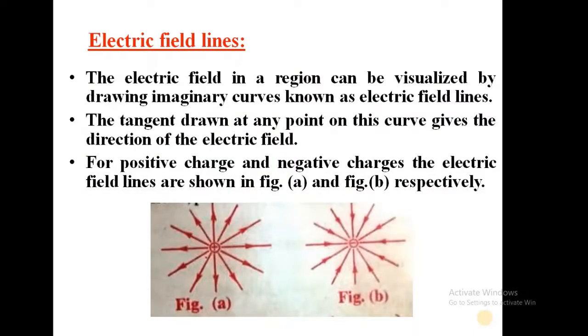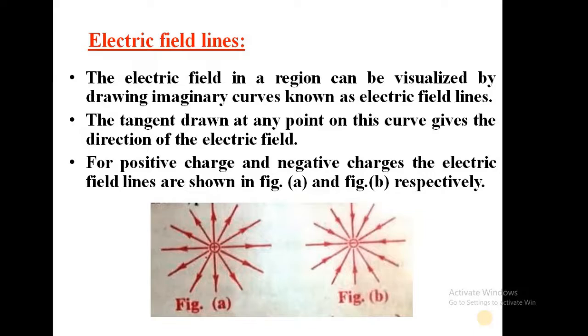What are the electric field lines? In general, in any region the electric field can be visualized by drawing some imaginary curves. Those imaginary curves are called electric field lines. But what is the direction of the electric field in that region? Drawing the tangent at any point on those curves gives the direction of the electric field.